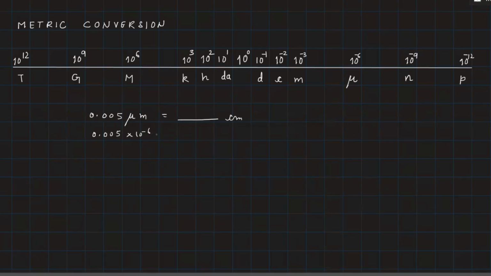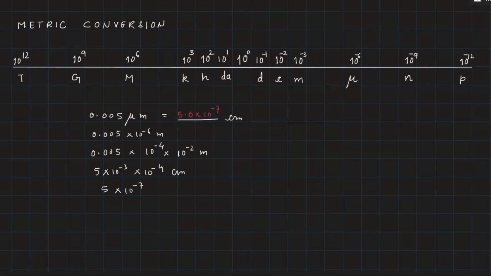0.005 micro is minus 6. 0.005. And I need 10 to the power minus 2 meters. To keep it as minus 6, we have minus 4. So here, this is 5 into 10 to the power minus 3, 1, 2, and 3. And this is minus 4. And this becomes the centimeters. So 5 into 10 to the power minus 7 is the answer. So 5.0 into 10 to the power minus 7.